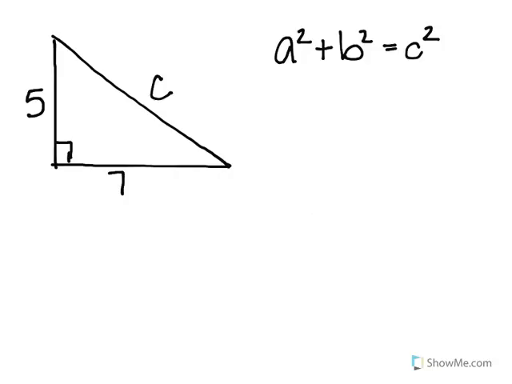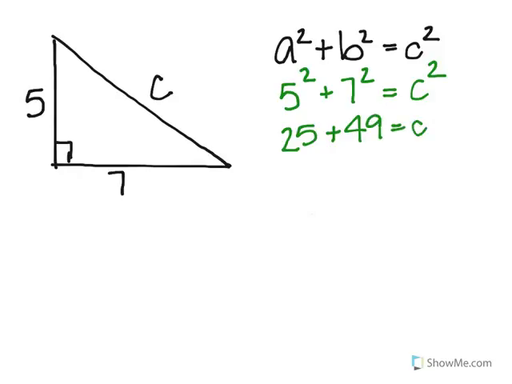and we're going to look at how to do that both ways. So we're going to start with this triangle, in which the legs are 5 and 7, so we're going to put in 5 for A and square it, put in 7 for B and square it, and that's going to equal C squared, or the hypotenuse squared. 5 squared is 25, 7 squared is 49, that equals C squared, so we add 25 plus 49 and we get 74, and that's what C squared is.